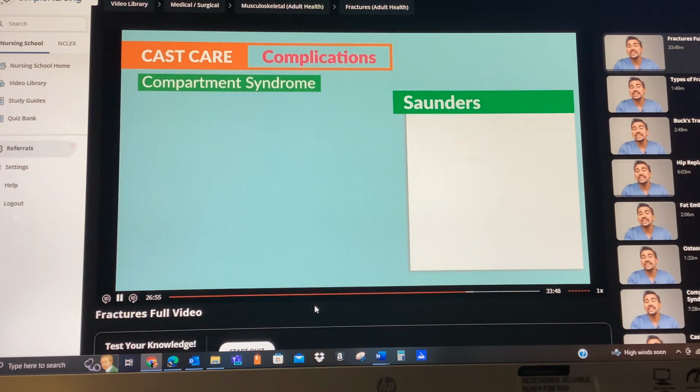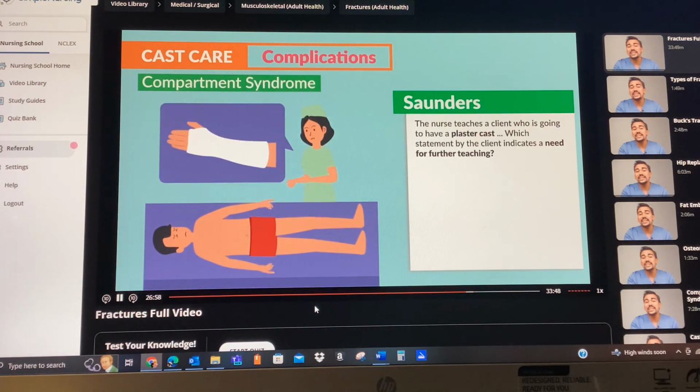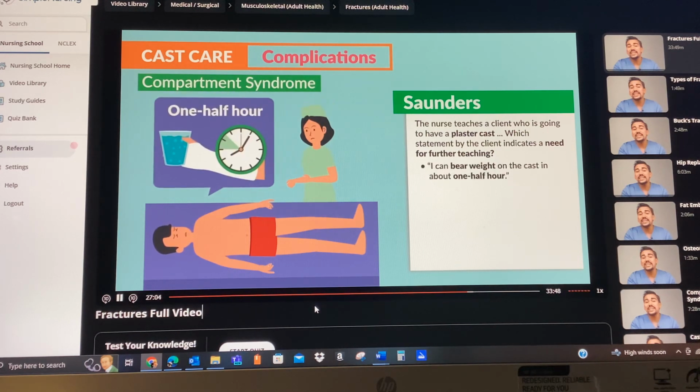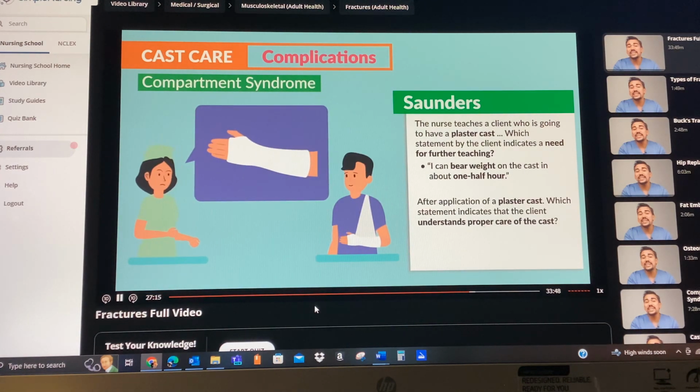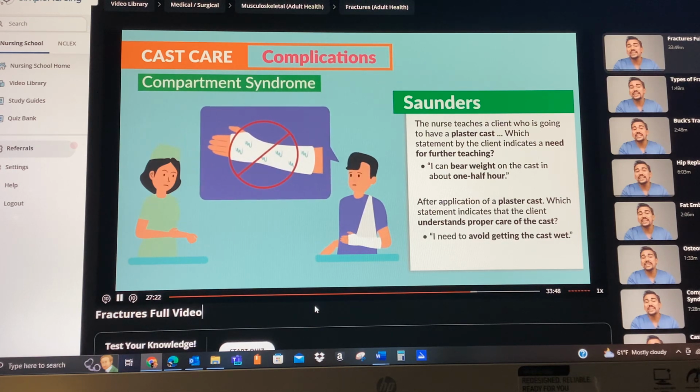And the third question, the nurse teaches a client who is going to have a plaster cast. Which statement by the client indicates a need for further teaching? I can bear weight on the cast in about a half hour. No bearing weight when it's initially put on. And lastly, after the application of a plaster cast, which statement indicates that the client understands proper care of the cast? I need to avoid getting the cast wet. Yes, always keep it clean and dry.